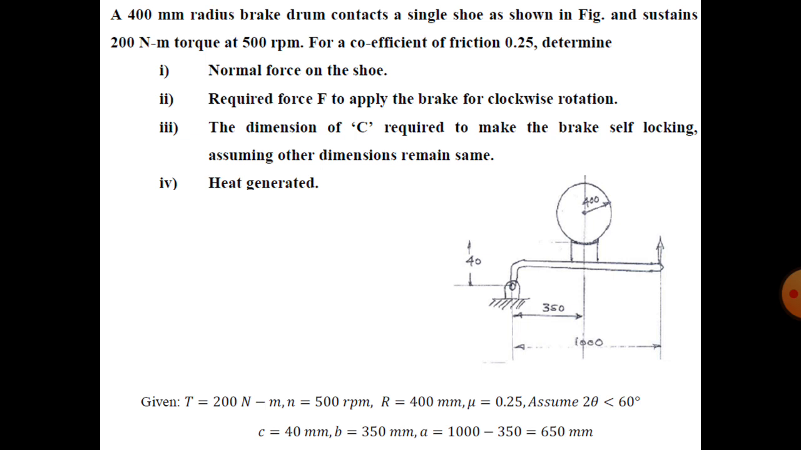Whatever the theta is, it is nothing but one of the angle of contact surface of the block, so that should be in degree. So you have to assume that for this problem. C value is 40 millimeter. So you have to compare this diagram with your data book diagram. And B value is 350, and for the A value you have to check your data book properly. So A value will be 1000 minus 350, so that is 650 millimeter.